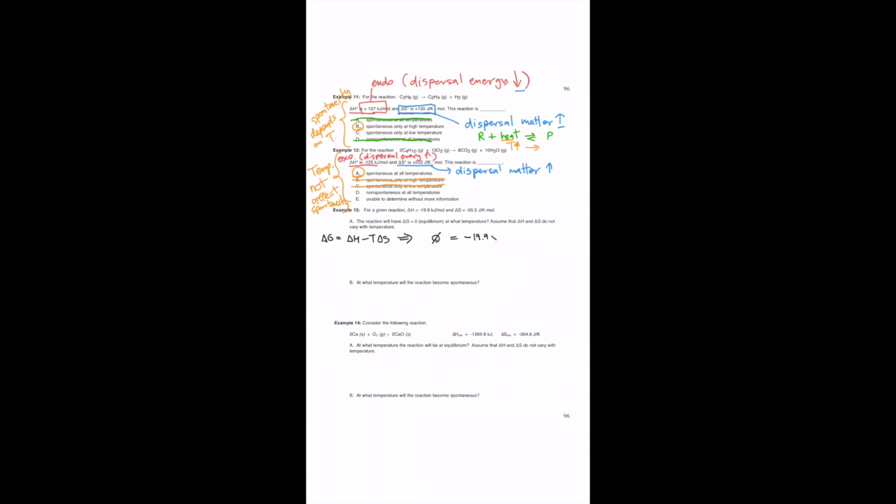I'm going to change kilojoule into joule, so it would be multiplied by 1000, and change that to joule per mole. Okay, and we are going to add the negative. We don't know what the temperature is, so I'm going to leave it as the unknown variable T. And the delta S is negative 55.5 joule per mole per Kelvin.